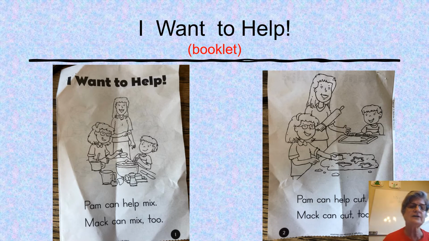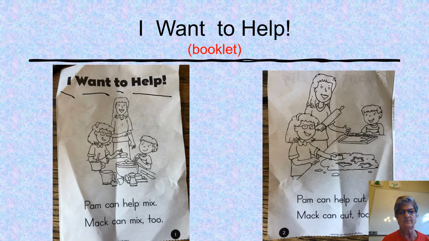Well, let's look at the picture on the left. I see some dark writing on the top of the picture. That means it's the title. It's the name of the story. And they are all words that we know. So I'll underline them as we read. We go, I want to help.